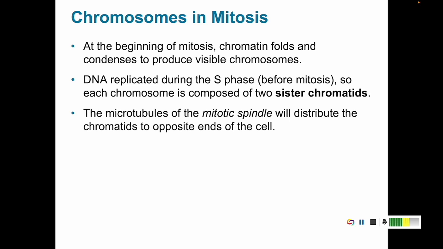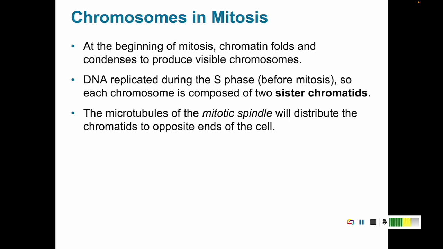So at the start of mitosis, your chromatin is going to fold. It's going to condense, kind of nicely wrapping up your chromosomes so that they're not just floppy, hanging around, easily broken. They're condensed and folded and very neatly able to be divided.